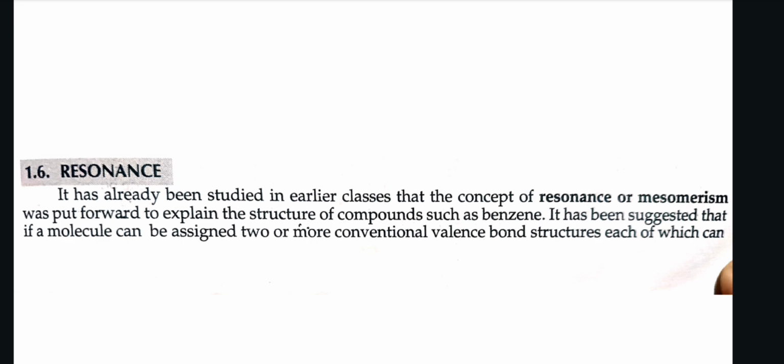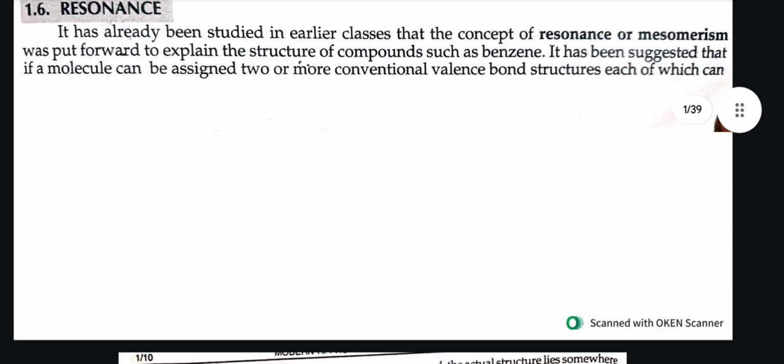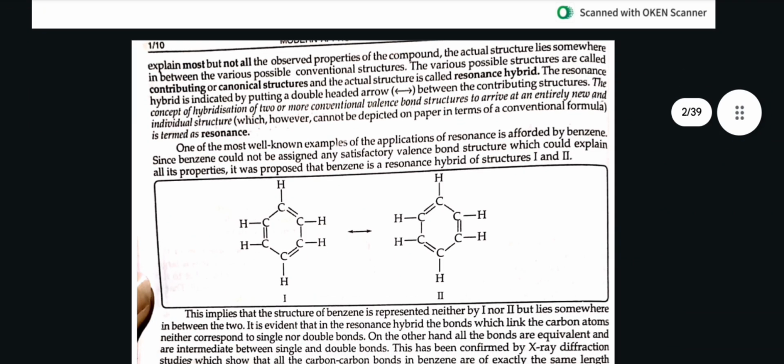It has been suggested that if a molecule can be assigned two or more covalent valence bond structures, each of which can explain most, but not all, the observed properties of the compound, the actual structure lies somewhere in between the various possible covalent structures. The various possible structures are called contributing or canonical structures, and the actual structure is called the resonance hybrid. The resonance hybrid is indicated by putting a double-headed arrow between the contributing structures.